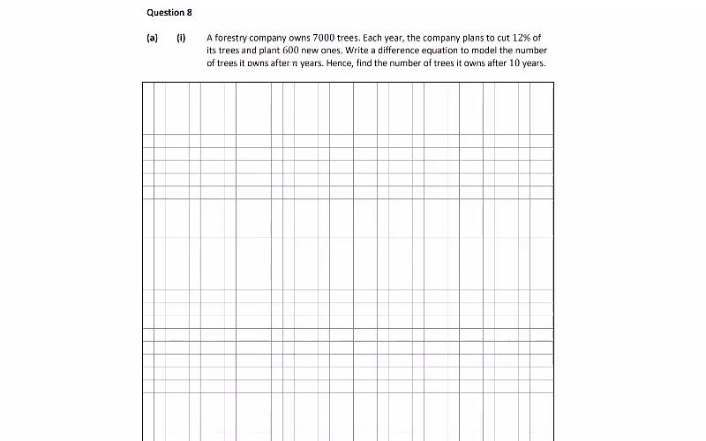Question 8, we have a forestry company owning 7,000 trees, and they're going to cut 12% of them and plant 600. So this is a difference equation. So let's see what's happening here. What would happen after year one?